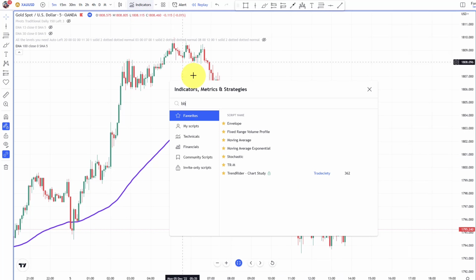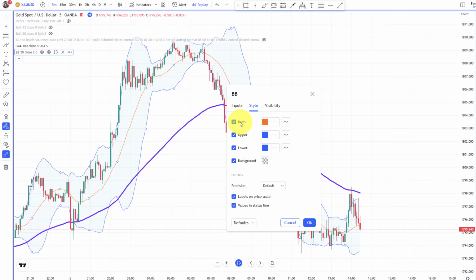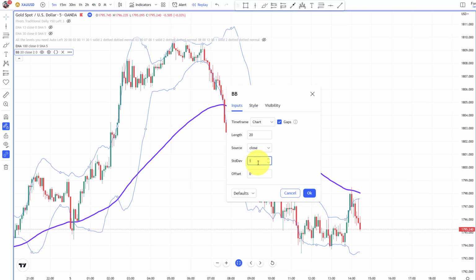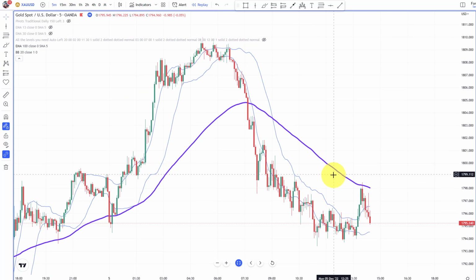Then second, we need the Bollinger Bands. In the Bollinger Band settings, we turn off the basis and also the background, and under standard deviation, we change it to 1. This is all we need. And the setup looks as follows.